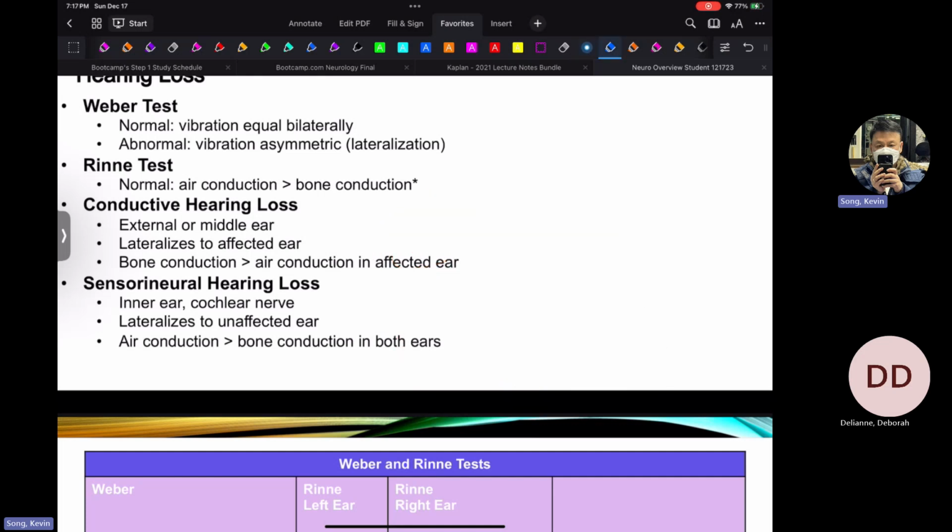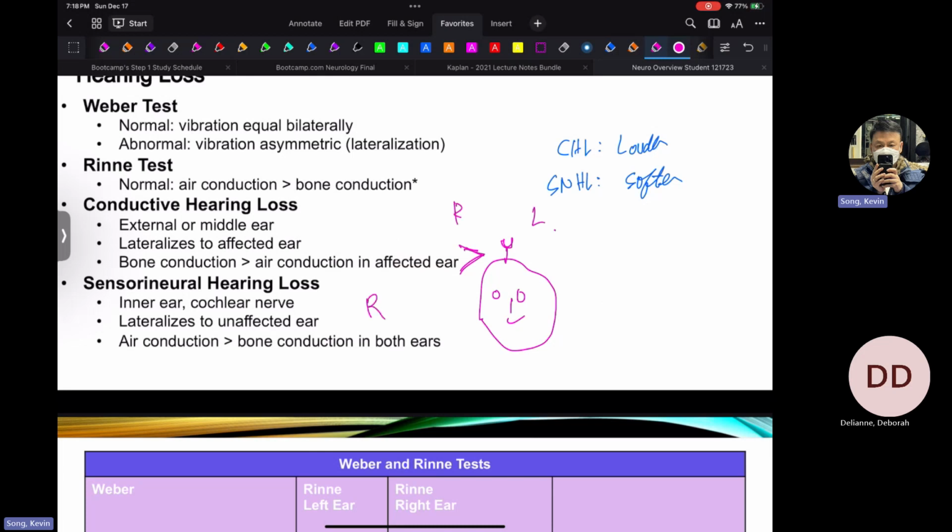So I will write in here. Conductive hearing loss, louder. Sensory neural hearing loss, softer. So for instance, if we put the fork in here and this side was louder, what does that mean? Right side, left side. The right side having conductive hearing loss is one possibility.